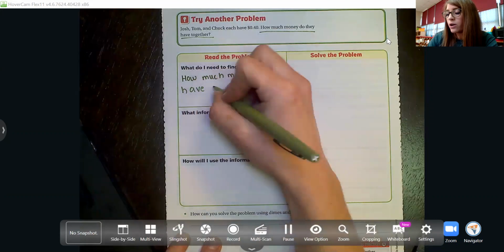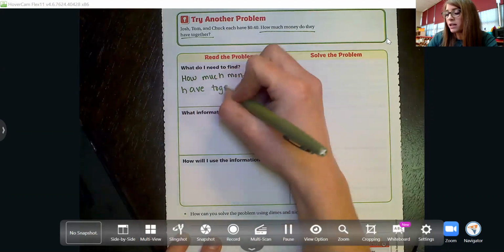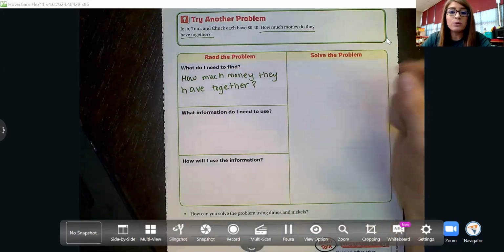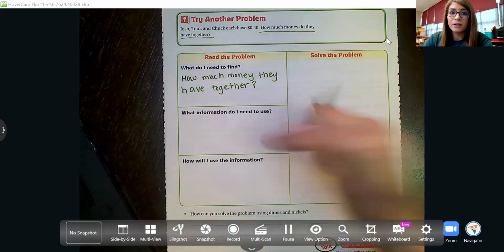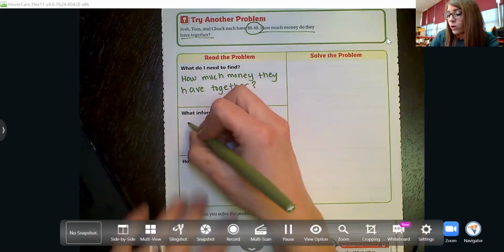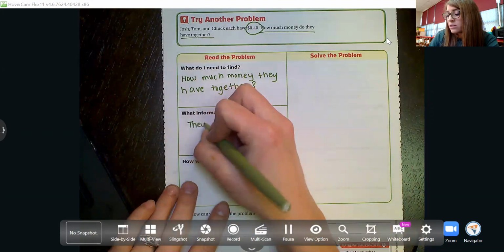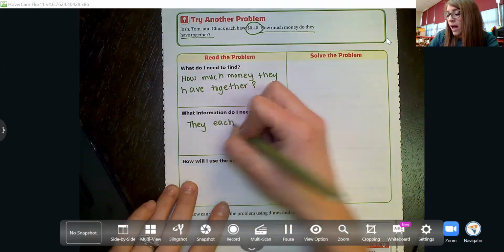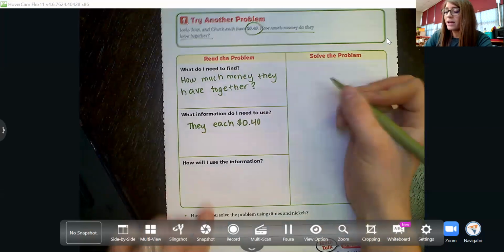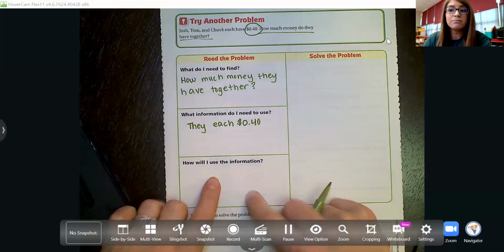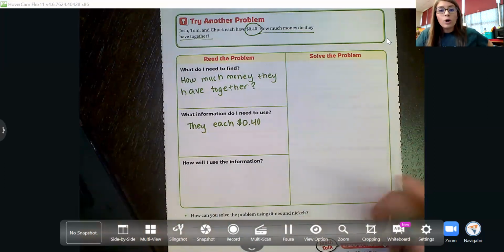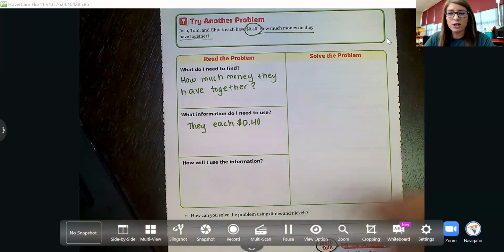All right, so what information in our problem are we going to have to use to solve this problem? Right, we're going to have to use that they each have 40 cents. So all three of them have 40 cents. Okay, and how are we going to use this information? Well, we can do a couple things. We can either add it all up or we can draw it out as well. So we're going to do both.